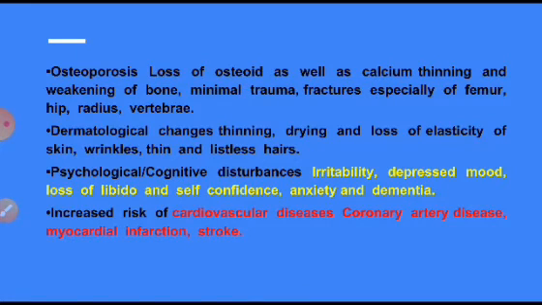Now another one is osteoporosis. Osteoporosis is what happens here. I already discussed about it. The loss of osteoid as well as calcium, thinning and weakness of bone, minimal trauma fractures, especially of femur, hip, radius, vertebrae. Dermatological changes: thinning and drying, loss of elasticity of skin, wrinkles, thin and listless hair. Psychological cognitive disturbances: irritability, depressed mood, loss of libido and self-confidence, anxiety and dementia. These all are part of menopause.